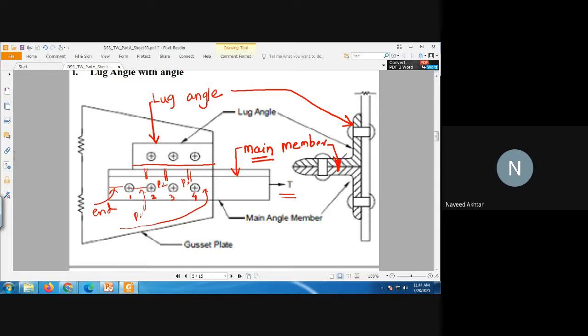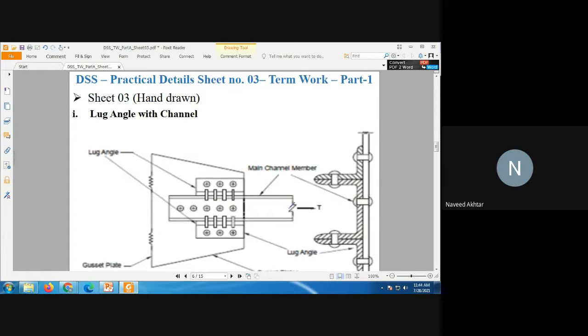Okay, so this is the lug angle with the angle. You don't need to draw this figure, or if you want to draw both figures, you can go for it. You have to draw this figure, lug angle with the channel section. So you know the channel section, generally our cross section is like this. Maybe you can call it the C. This is the cross section of the channel section.